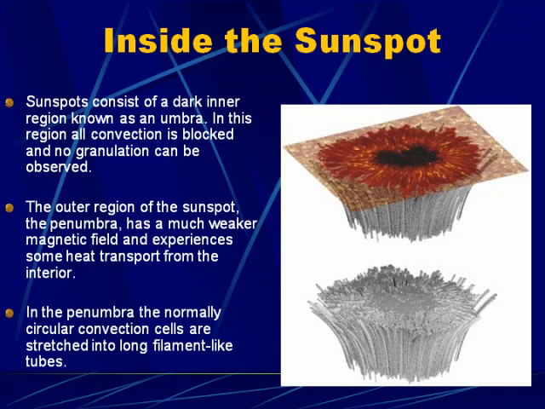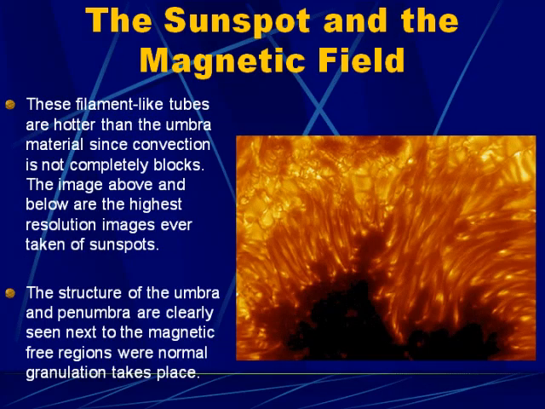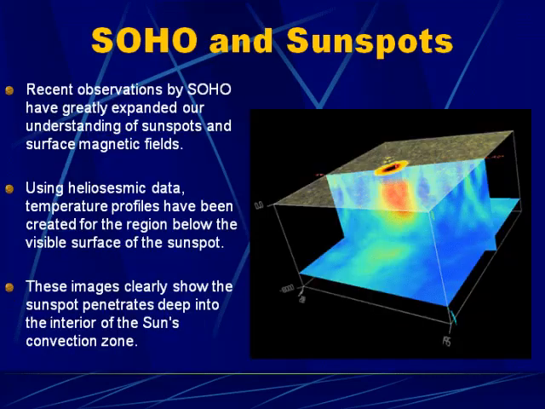If we look inside the sunspot, we see that they actually have quite a complex structure where the magnetic field lines basically radiate from the interior. And here's a real close-up of the sunspot. You can see the normal granules up here, and these granules are being stretched in the penumbra of the sunspot due to the magnetic field.